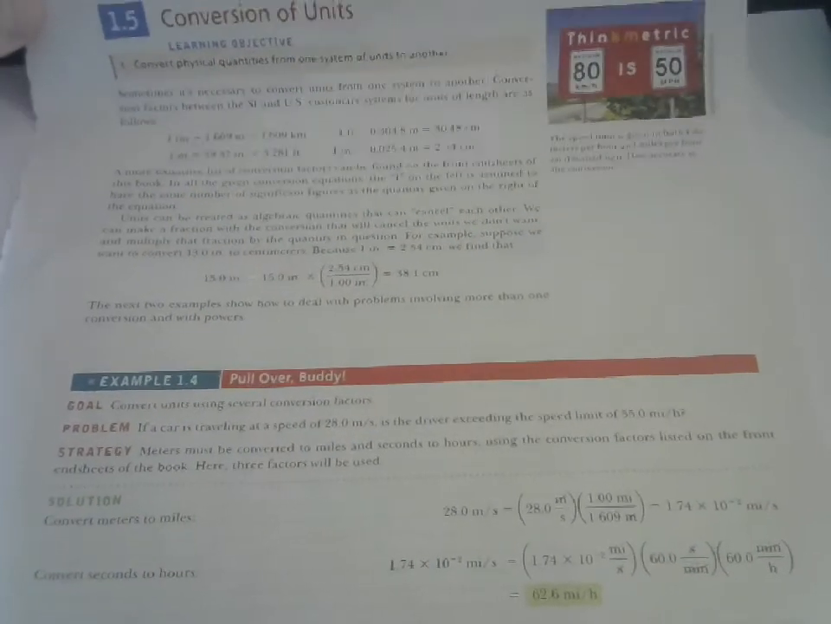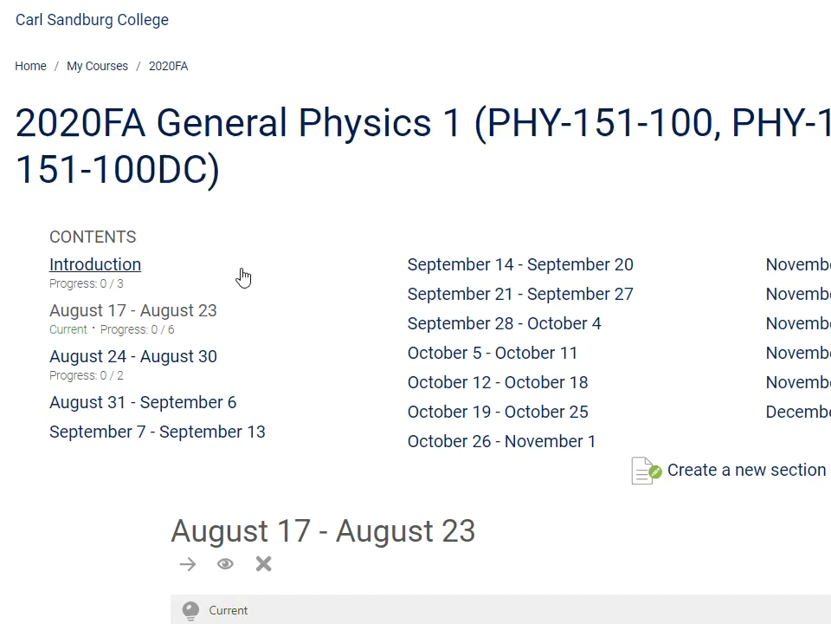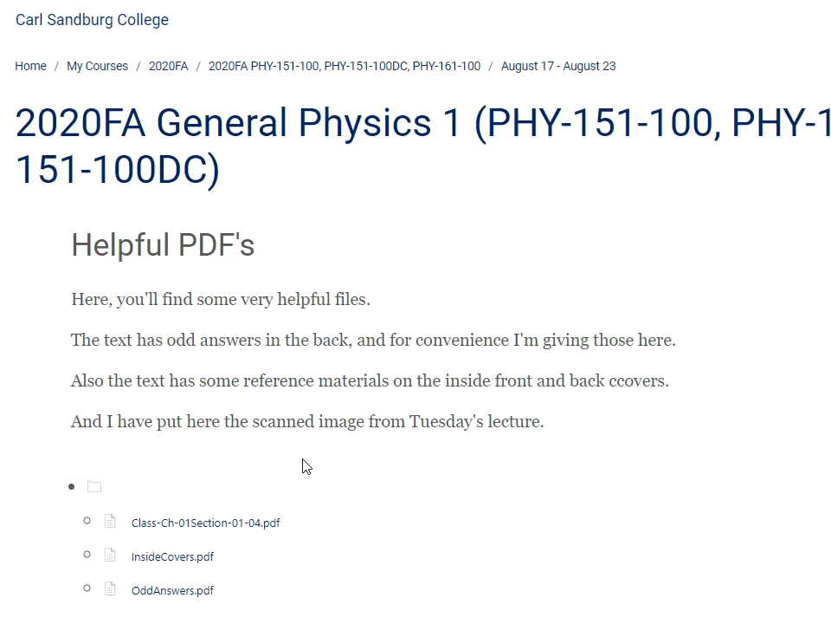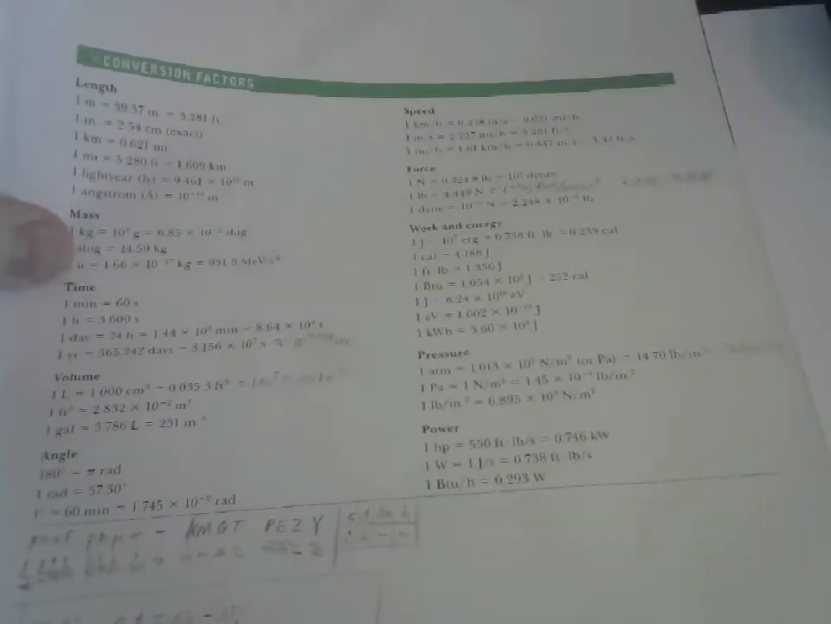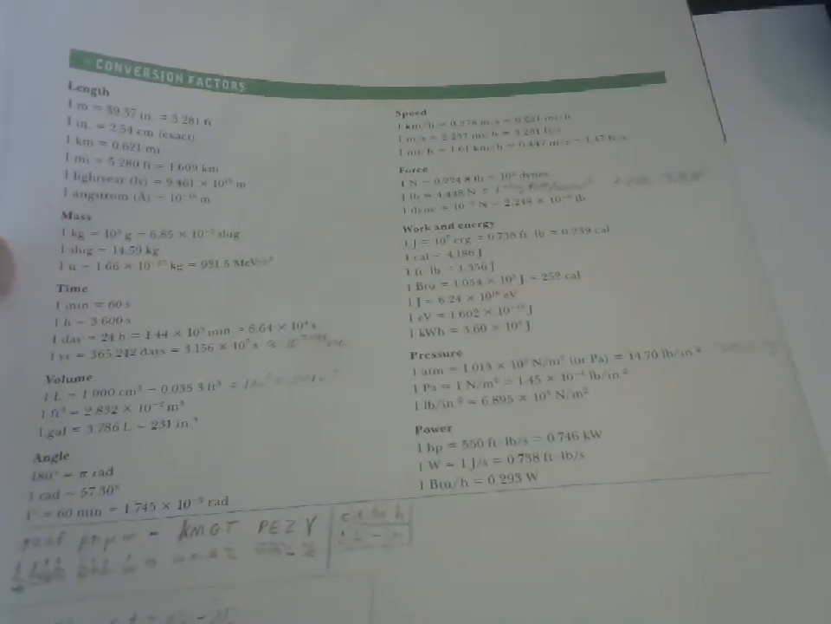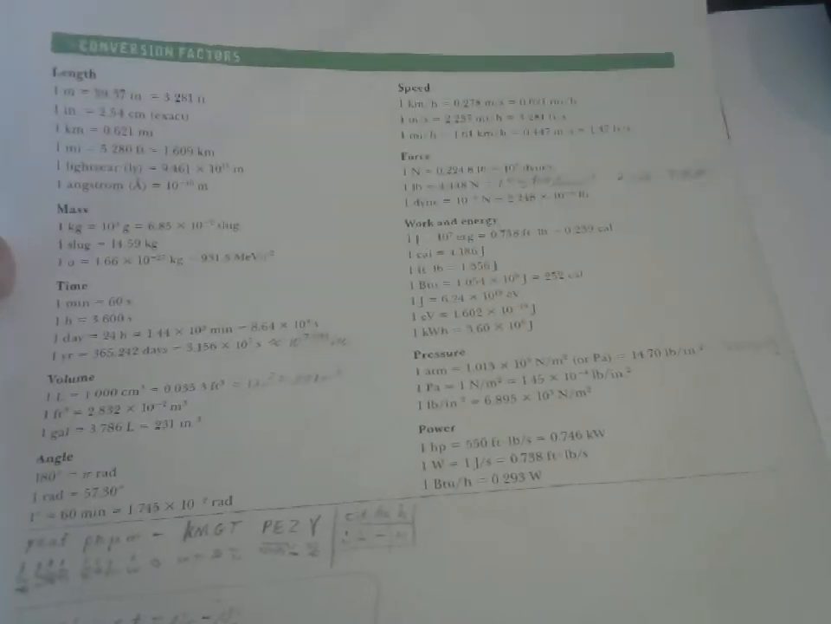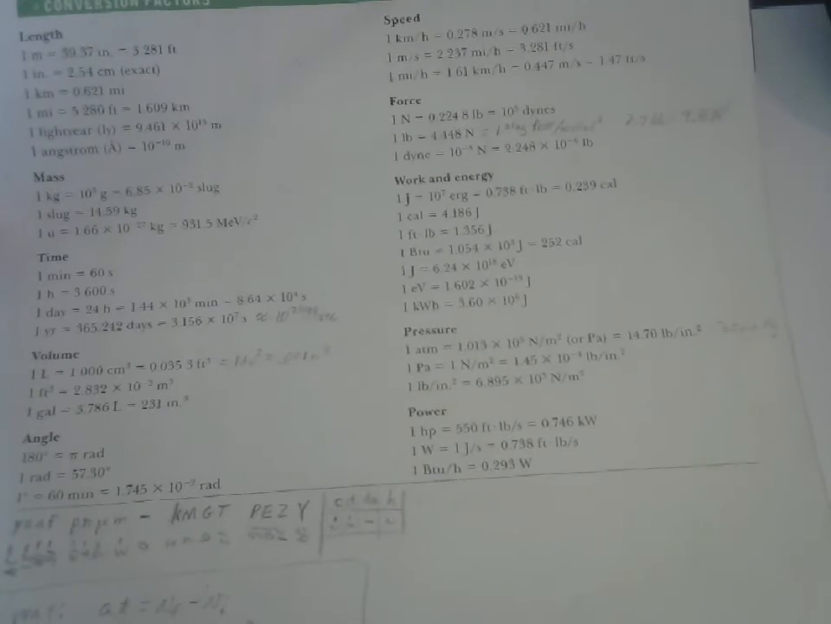Section 1.5 is about the conversion of units. Before I go on, I'm going to mention that I have put this file here under helpful PDFs. You can go out and see the inside covers of our text. In the inside covers PDF, the second page will have some conversion factors. These give conversions of length, mass, volume, speed, force, work and energy, pressure, and power.